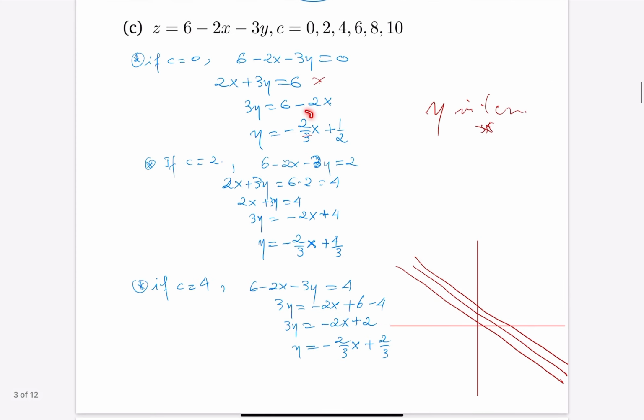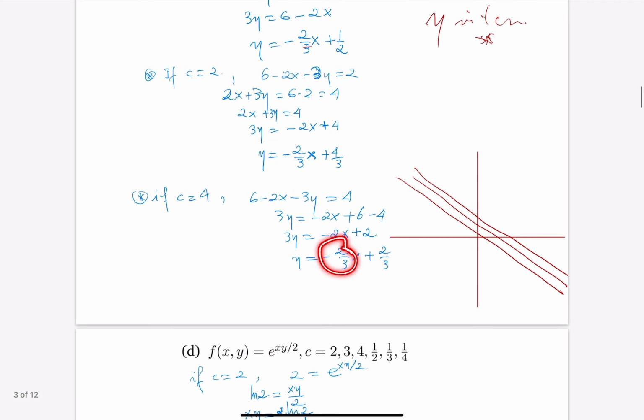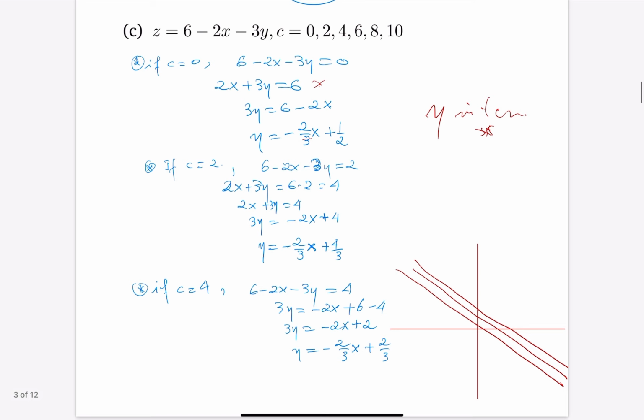So we have a slope, and that slope is negative 2 over 3. That's our slope. The only difference is when x equals 0, you have the y-intercept. The y-intercept here is 1/2, and here is 4 over 3, 2 over 3. And you can have a straight line, okay? It's like this. Okay, that's all I need you to show. But before that, I want you to show your work like this. Okay, good.